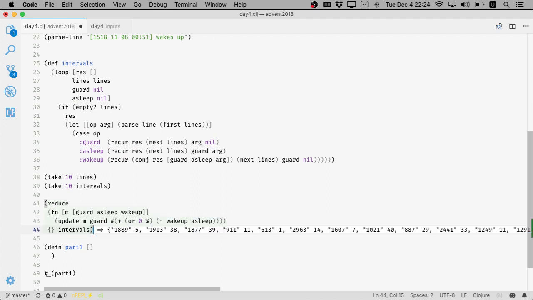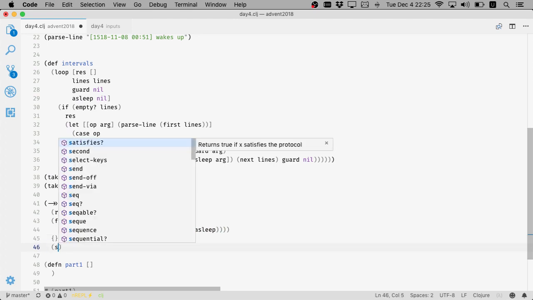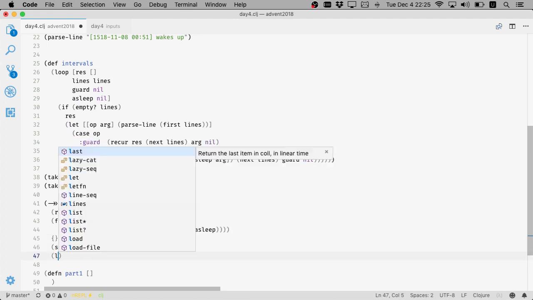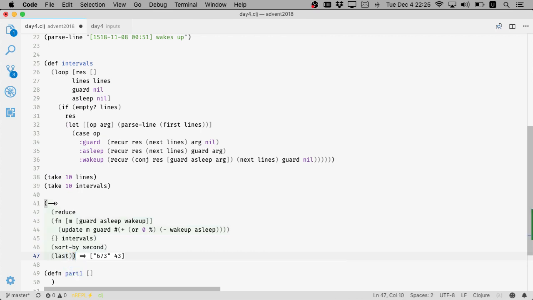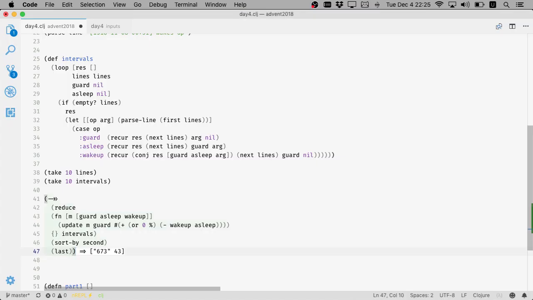Okay, now we get this. Let's sort it. Sort by second. And let's see the last one. So this is a guard who spent 43 minutes asleep. The first guard only slept 1 minute. So the last one, okay, so we know the guard, and finally we need to find the guard 10. The guard 10 was asleep most during minute 24. And now we need to count the minute he was most asleep in, right? So we know the ID of the guard, 673 and 43 minutes, right?